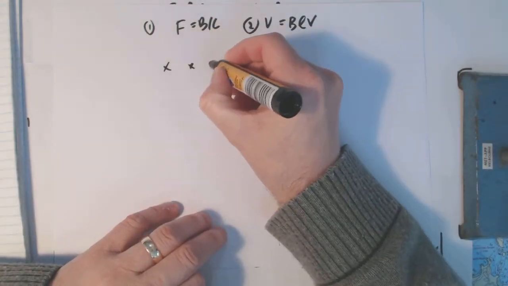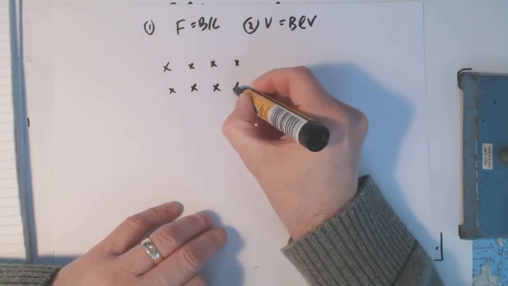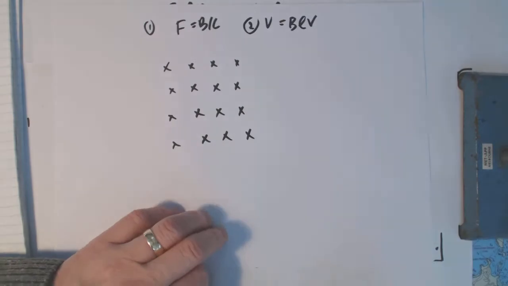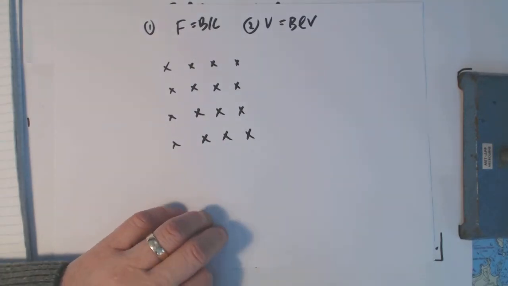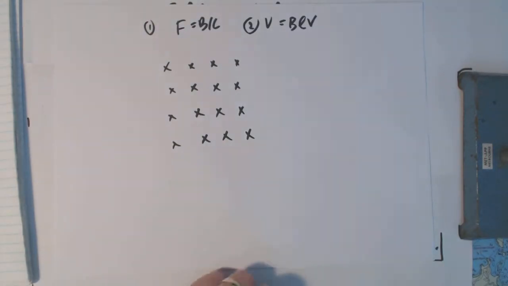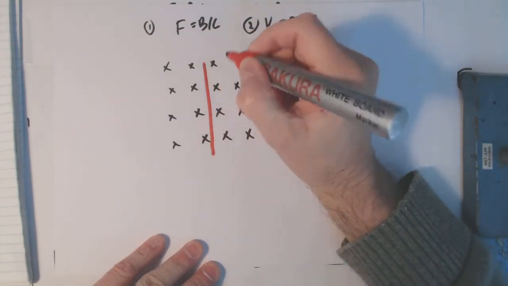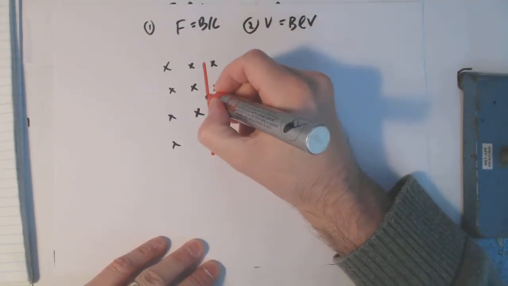So if we've got the magnetic field going into the page like this, and we now have a wire that comes along. We'll do that wire in red if we like. Oh no, I don't like to use red on my videos, do I? But we can do that. So we've got this wire, and we've got a current flowing through it.